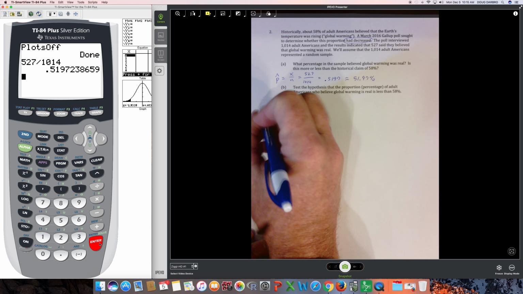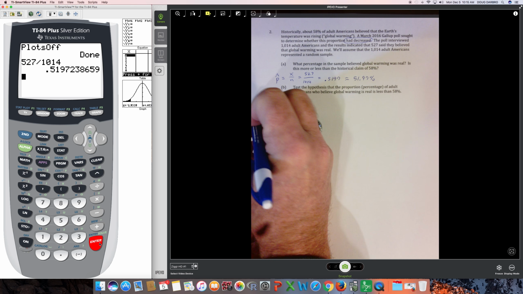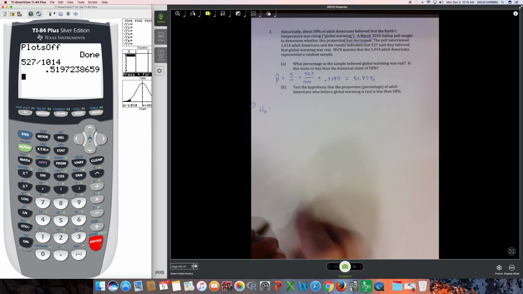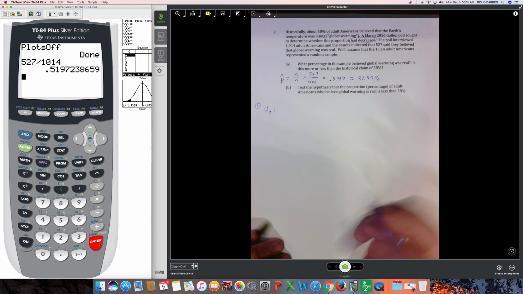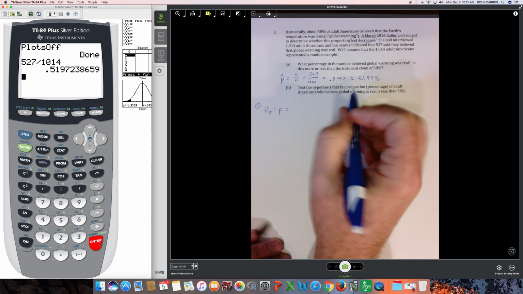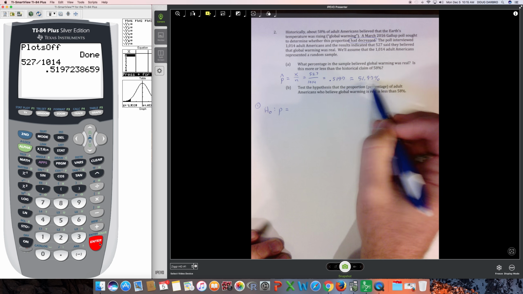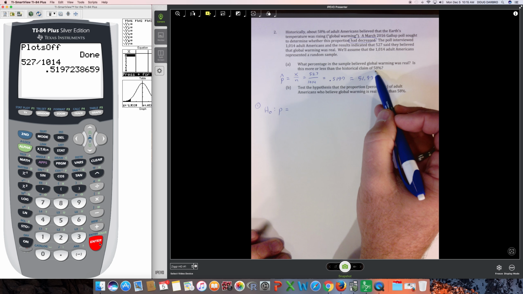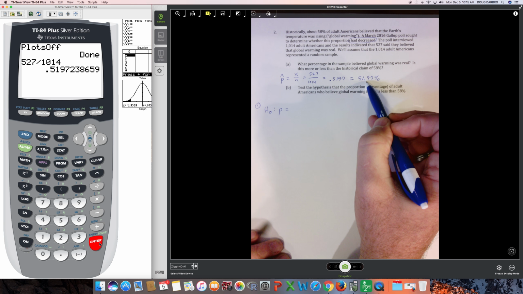Okay? Now, test the hypothesis that the proportion or percentage of adults who believe global warming is less than 58%. Well, guys, the first thing I'm going to want to do here is state the null and alternative hypothesis. So H sub O is going to be P, because I'm testing a percentage. And the reason I did this is the following. Do I put 58% there, or do I put 51.97% there?